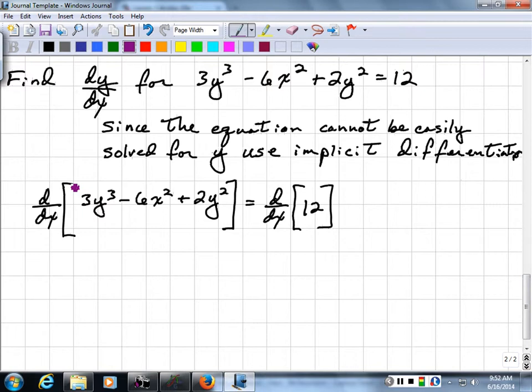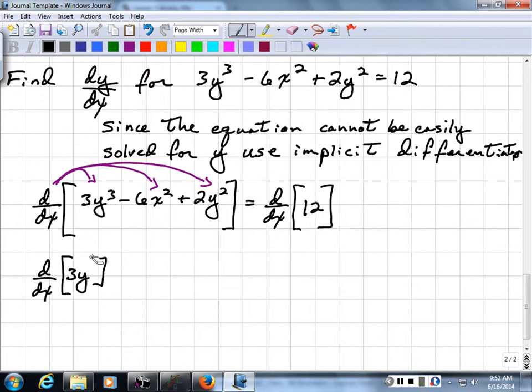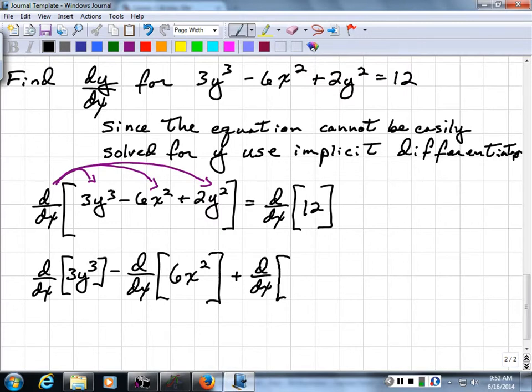But what I do notice is that this d over dx is going to apply to all three of these. Okay? So I could rewrite this as d over dx of 3y cubed minus d over dx of 6x squared plus d over dx of 2y squared, and we already know that that is equal to d over dx of 12.